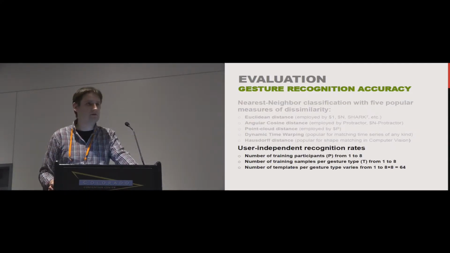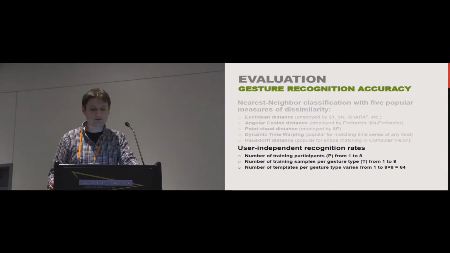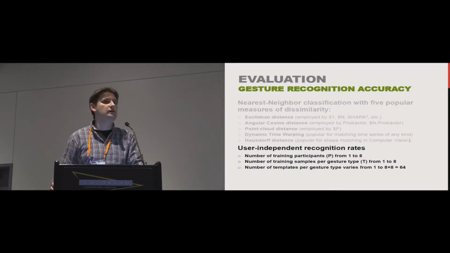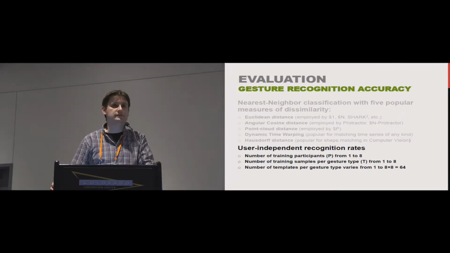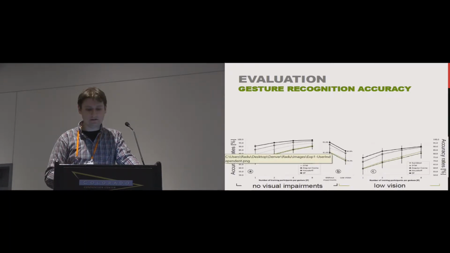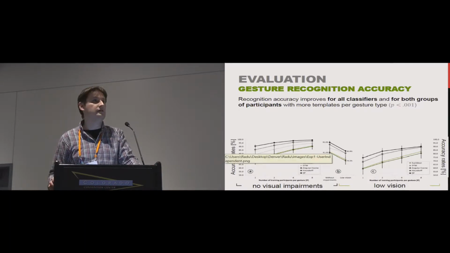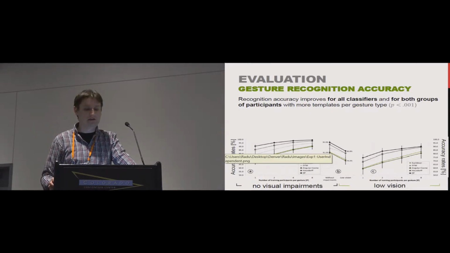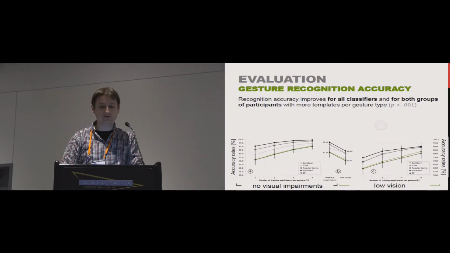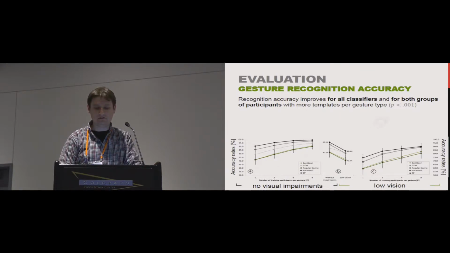And I've computed user-independent recognition rates by controlling the number of templates per gesture type from 1 template to 64 different templates. Okay, so I'm going to summarize the main results. So one finding was that recognition accuracy rates improved for all classifiers and for both groups of participants with more templates per gesture type, which was an expected result.